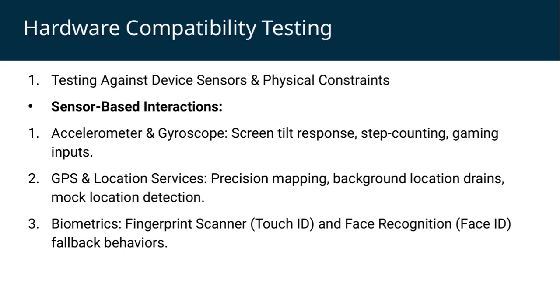Now, let's talk about testing against device sensors and physical constraints. This means making sure our app works smoothly with things like accelerometers and gyroscopes, which handle screen tilting, step counting, and gaming controls. We also test GPS and location services to ensure accurate mapping, manage battery use, and detect fake locations. Biometrics are crucial too. Fingerprint scanners and face recognition need fallback options. Finally, hardware compatibility testing ensures everything runs well across different devices. This step is key to a seamless user experience.